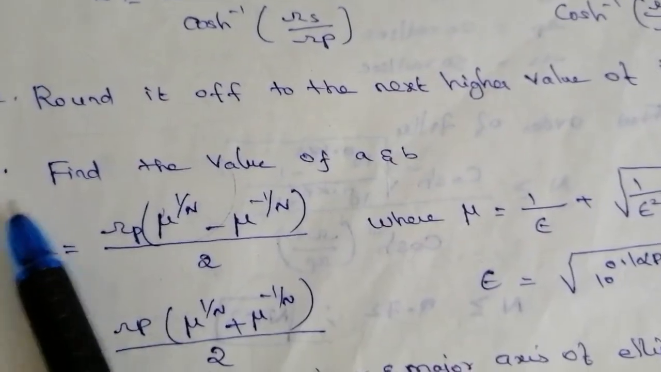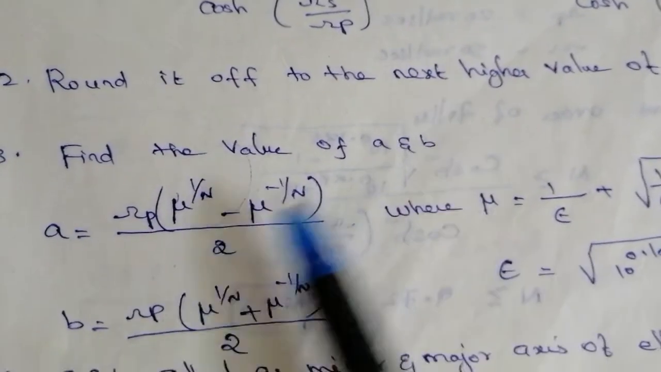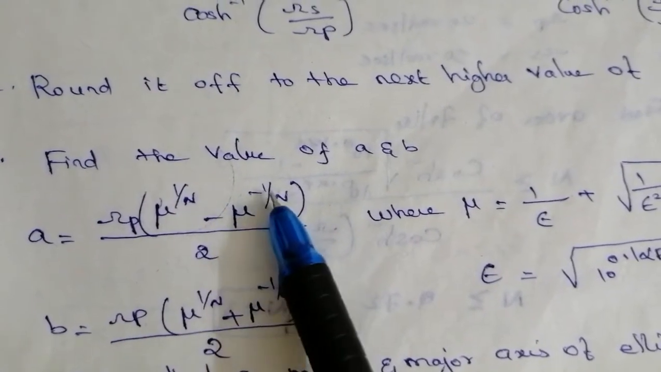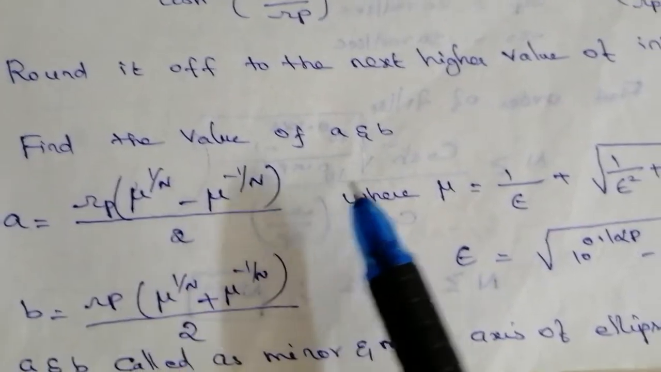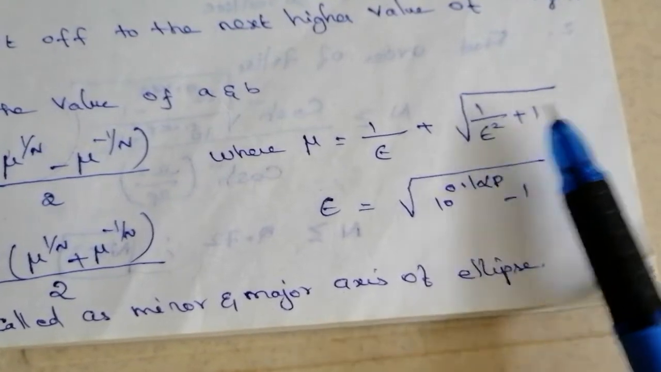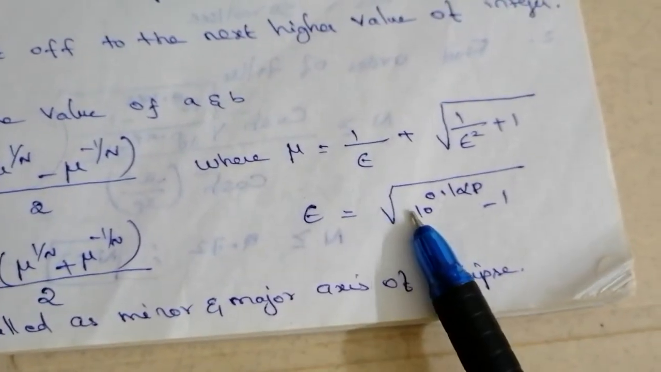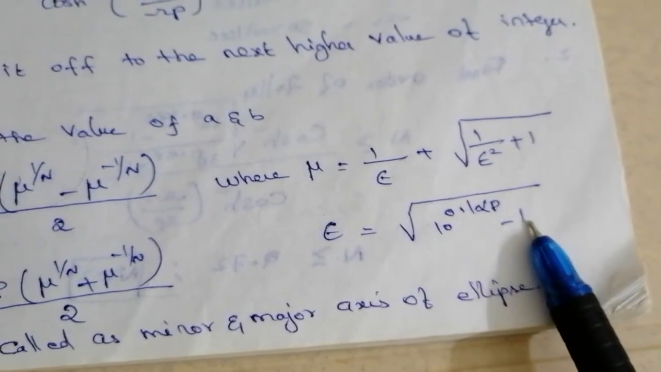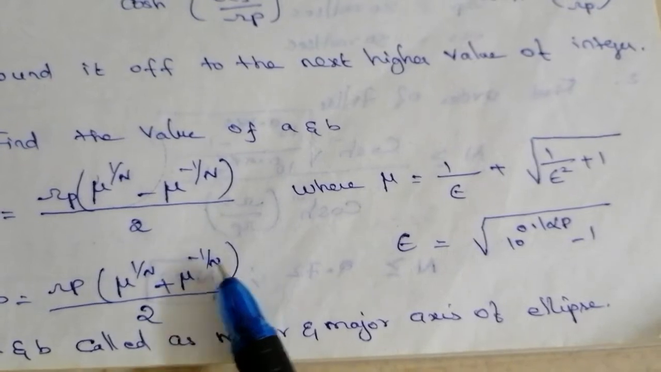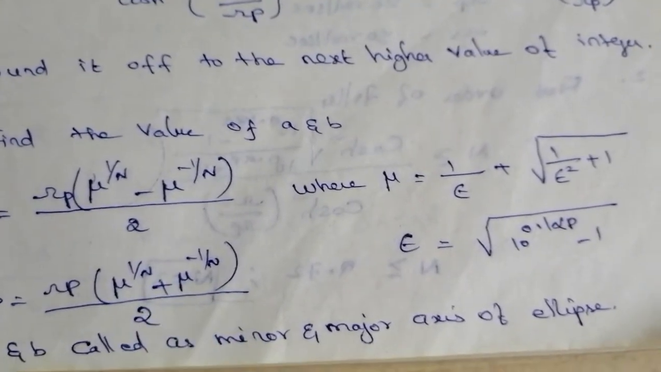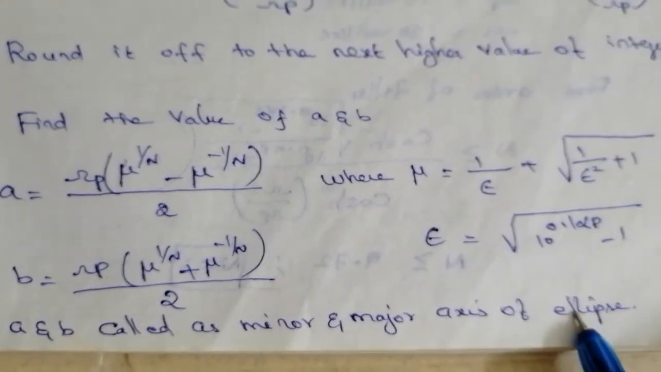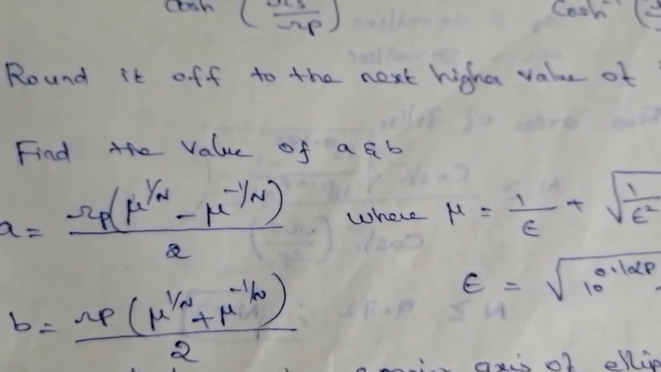Then the third step: find the values of a and b. The formula is a equal to sigma p into (mu power 1 by n minus mu power minus 1 by n) divided by 2, where mu is 1 by epsilon plus root of (1 by epsilon squared plus 1), and epsilon equal to square root of 10 to the power 0.1 alpha p minus 1. And b equal to sigma p into (mu power 1 by n plus mu power minus 1 by n) divided by 2, where a and b are called the minor and major axes of the ellipse. So this is the third step.